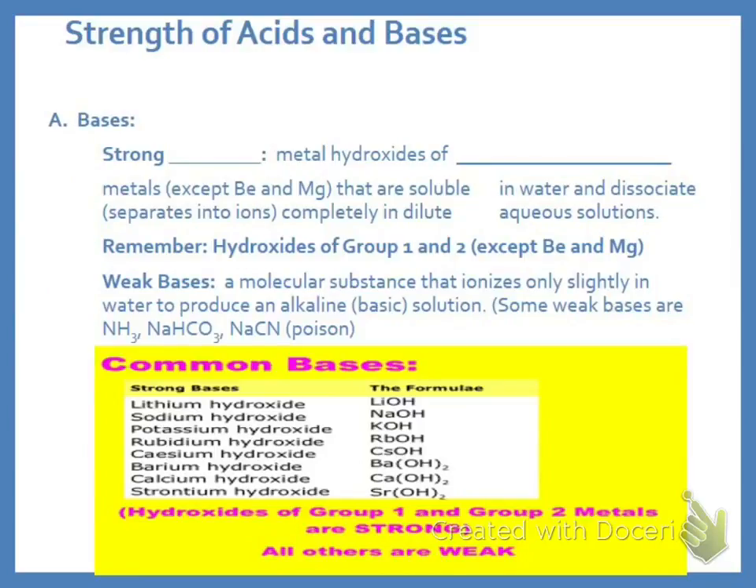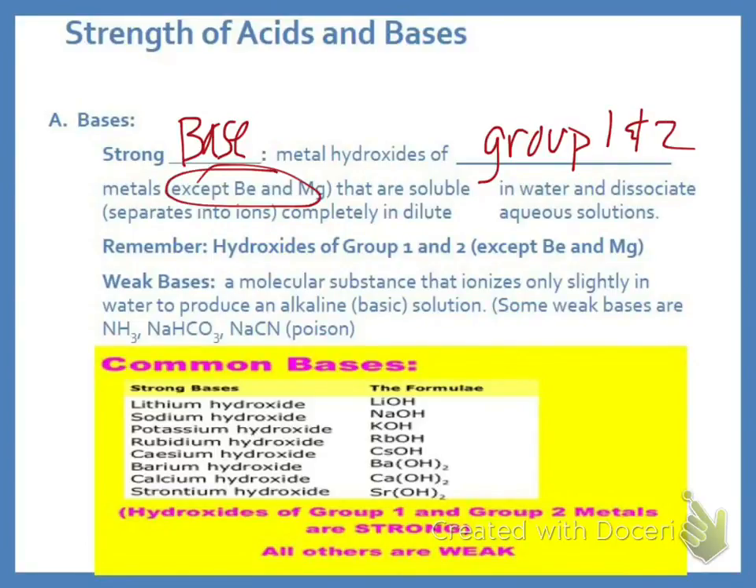So first of all, bases are strong. Bases are going to be metal hydroxides of group 1 and 2, with the exception of beryllium and magnesium. They're actually weak. And what makes it a strong base is that it completely dissociates or completely ionizes in water. So in other words, let's say I had sodium hydroxide. When it goes into water, it would be sodium plus hydroxide separate.